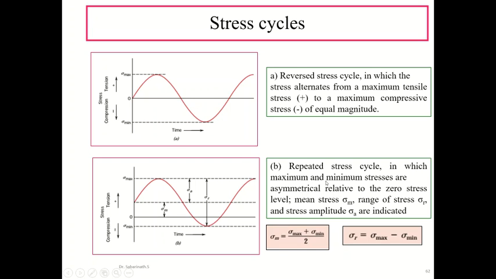And the next cycle is a repeated stress cycle. In a repeated stress cycle, the maximum and minimum stresses are asymmetrical relative to the zero stress level, and we can calculate the mean stress, sigma m, equal to sigma max plus sigma min divided by 2, and the range of stress, sigma r, equal to sigma max minus sigma min.